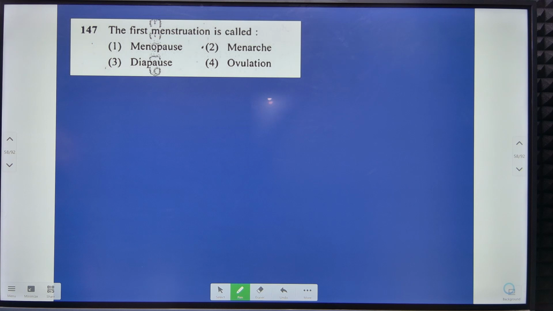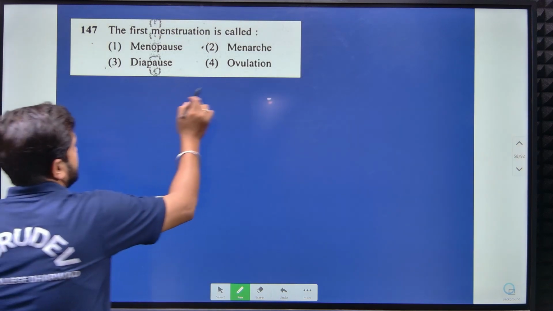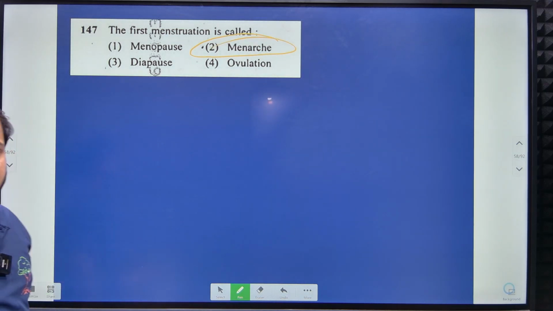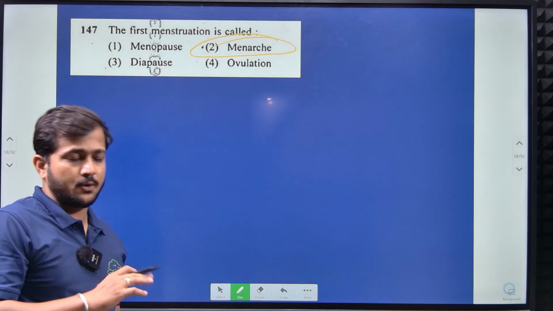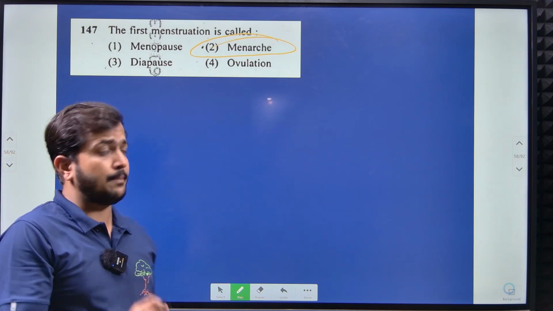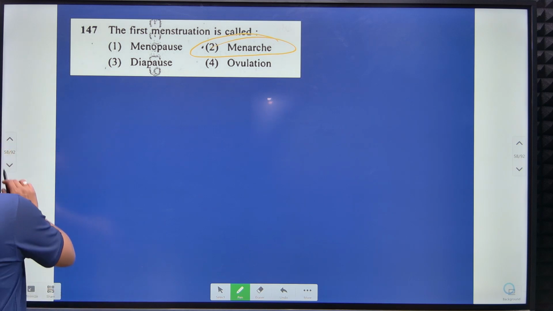Then moving on to the next, that is the first menstrual cycle is called as. The first menstrual cycle is called the menarche. At the beginning of the menstrual cycle, at the age of 12 you consider, or during the puberty period, we'll find that is nothing but menarche, right.